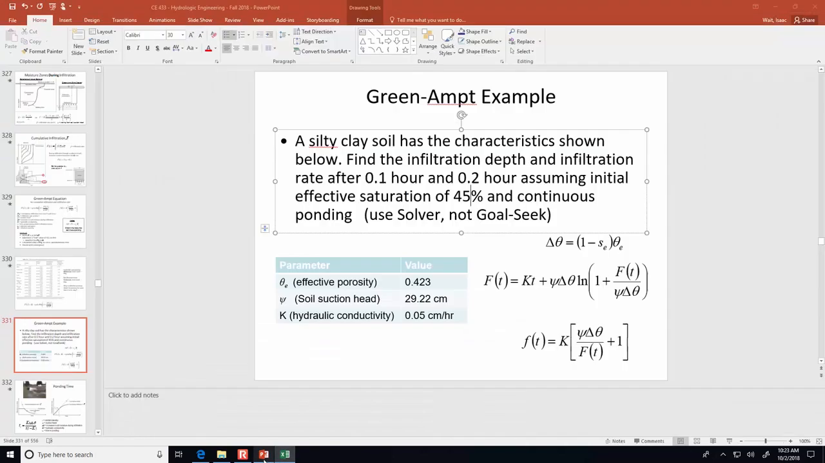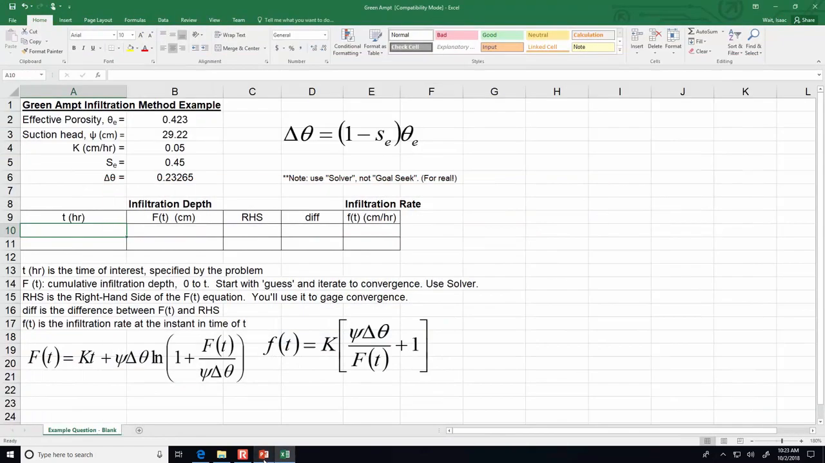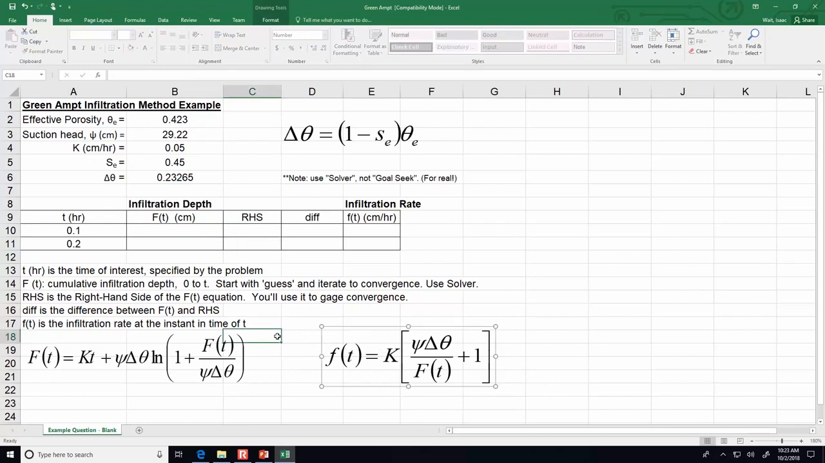And the example is asking what happens after 0.1 hours and 0.2 hours. So let's have 0.1 hour and 0.2 hours. We want to know what was the infiltration depth and what's the infiltration rate. I'll give you a moment in case you need to get that file. Most of you have already been able to download it.